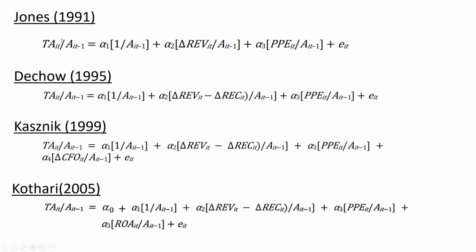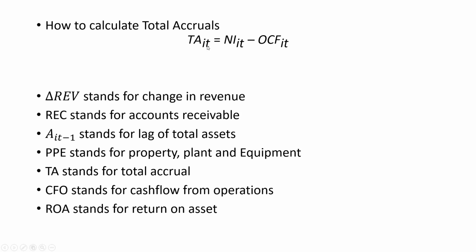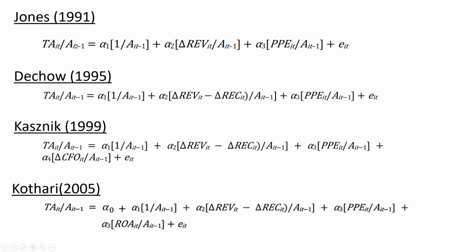To estimate these models, the first thing is that we need panel data. So we need cross-sectional and time series data; for each firm, we need different years of data. First, we need to calculate TA, which stands for total accruals. Total accruals is the difference between net income and OCF, or cash flow from operations, right? Operating cash flows. Once we have total accruals, we divide that by the lag of assets.